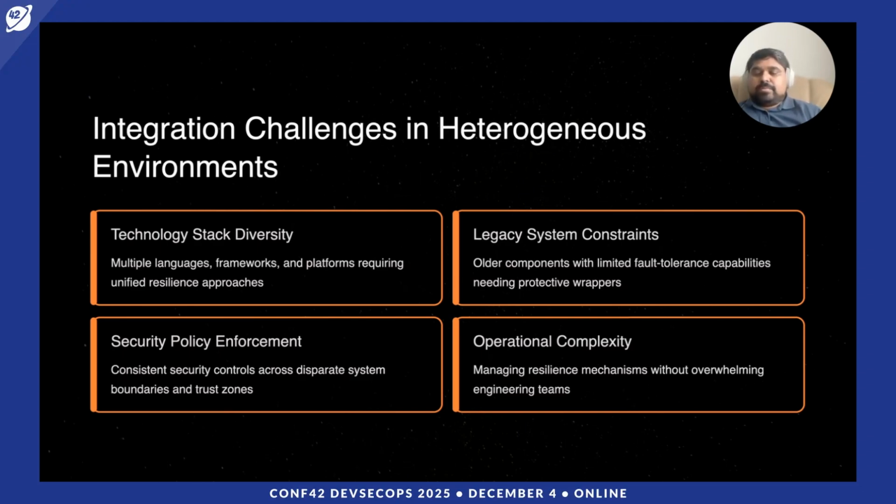Challenge 4 will be operational complexity. Managing resilience mechanisms without over-engineering. When you implement circuit breakers along with redundancy and chaos testing, each team needs to understand these concepts.